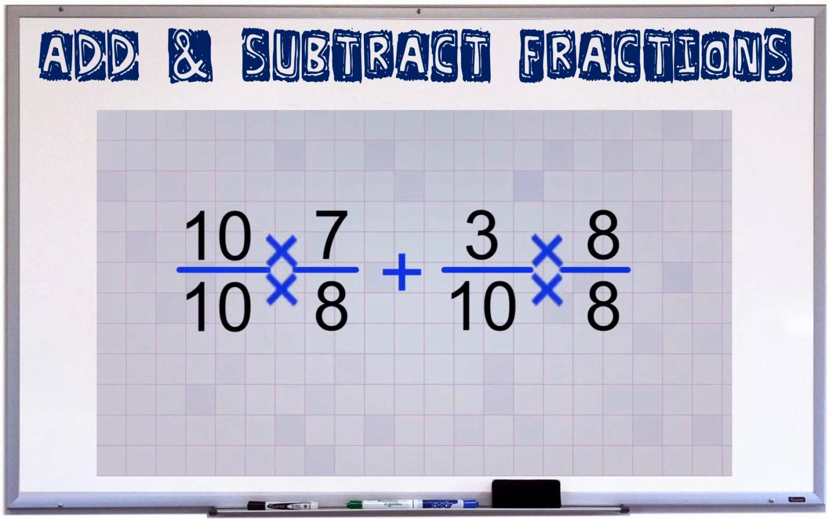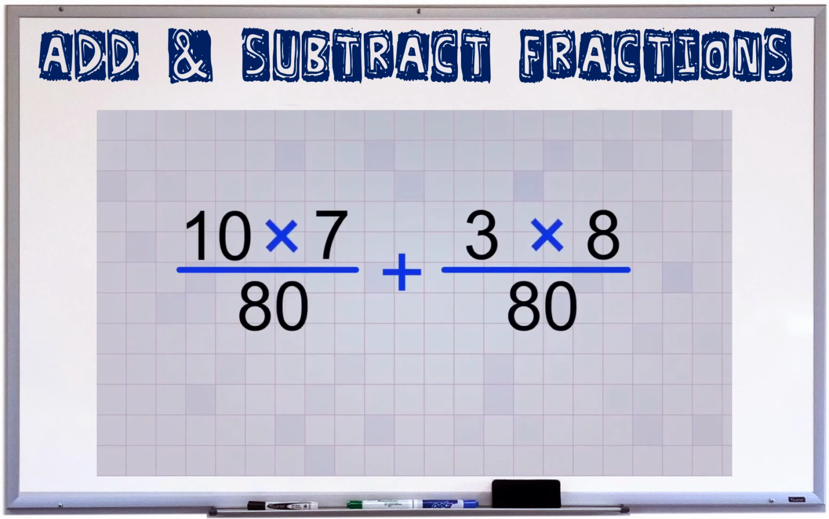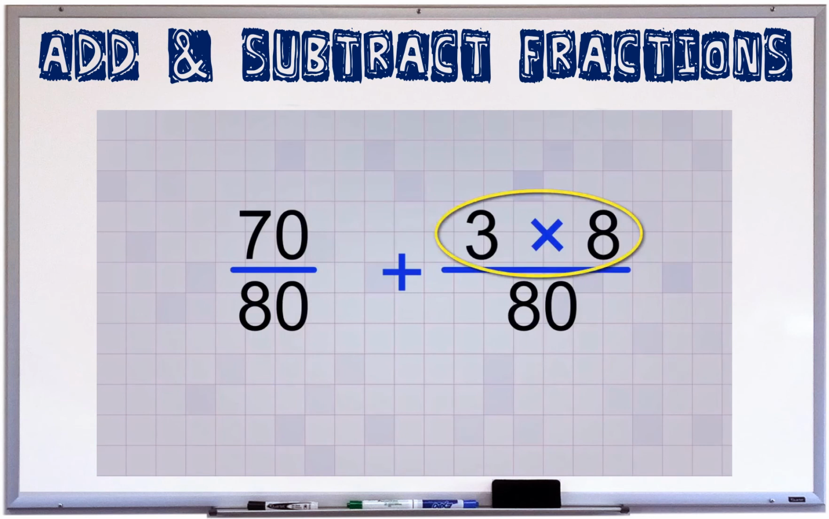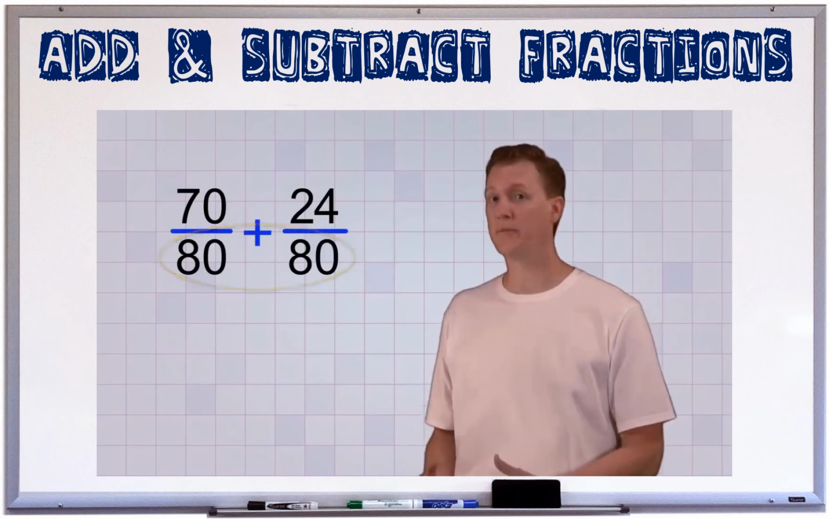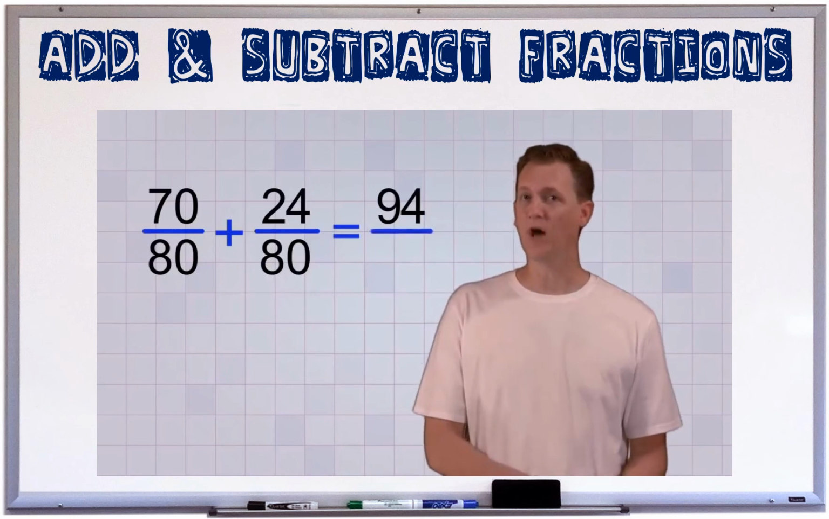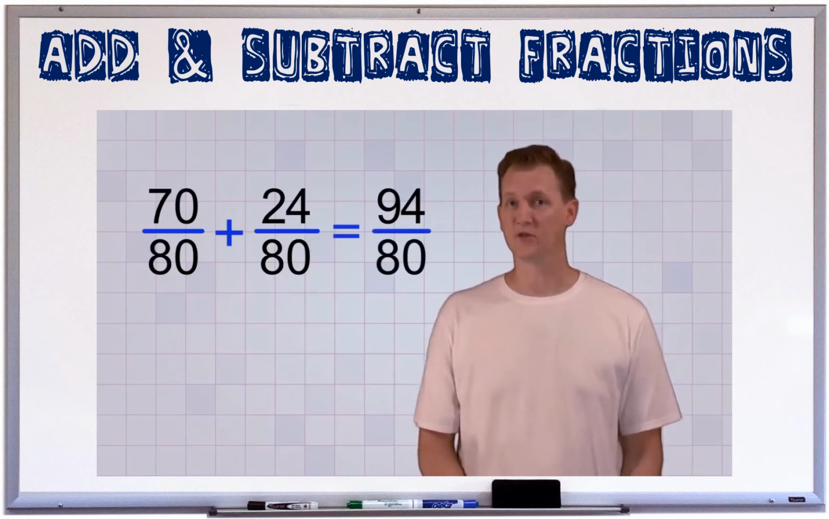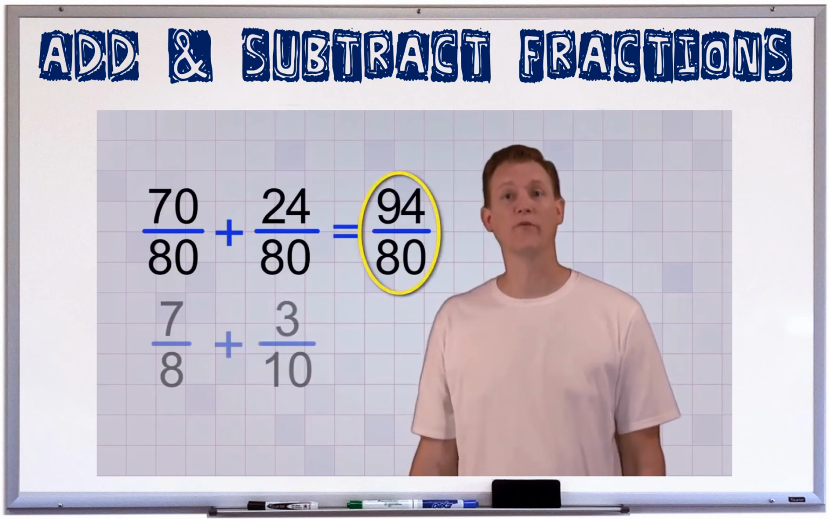Then, when we do our multiplication, the 8 times 10 will give us 80 on the bottom of both fractions. For the top of the first fraction, we have 7 times 10 equals 70. And the top of the second fraction, we have 3 times 8 equals 24. Now that we have like fractions, we can just add the top numbers. 70 plus 24 equals 94. And keep the bottom number the same, 80. So, 7 over 8 plus 3 over 10 equals 94 over 80.